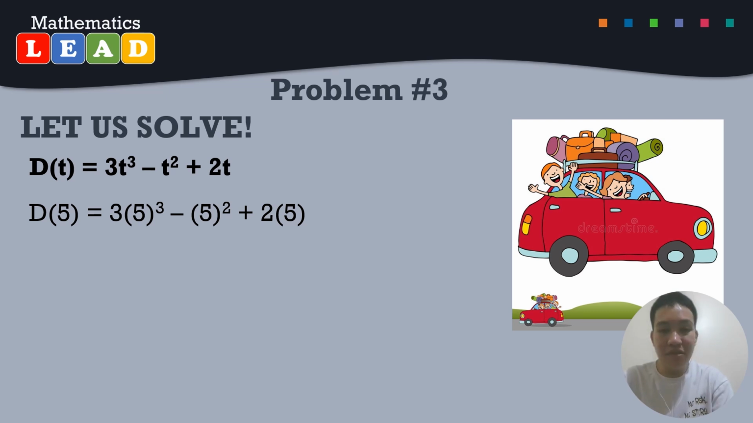d of 5 is equal to 3 times 5 cubed minus 5 squared plus 2 times 5. d of 5 is equal to 3, where the value of 5 cubed is 125, minus 5 squared, that is 25, and plus 2 times 5, that is equivalent to 10. What will happen next? That is right.